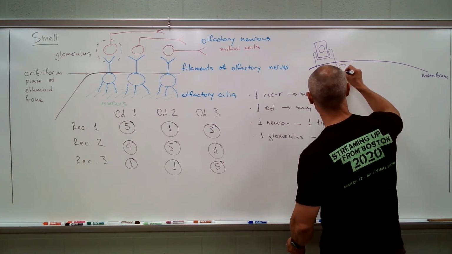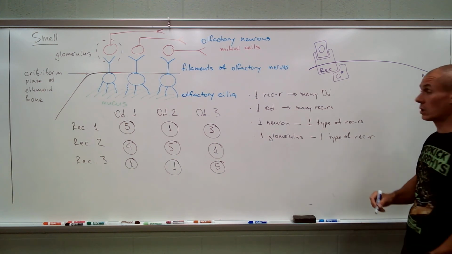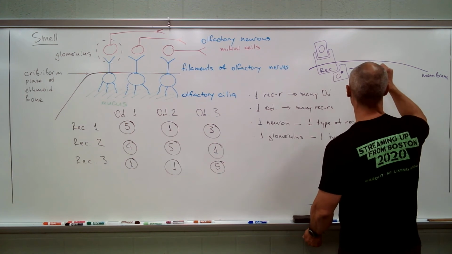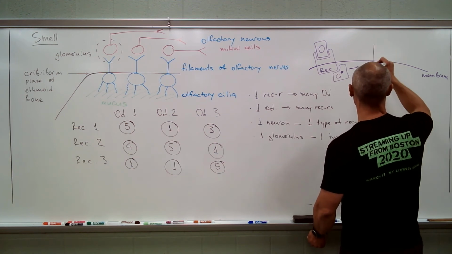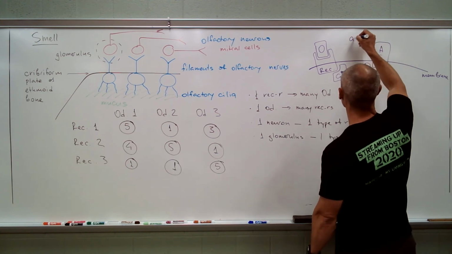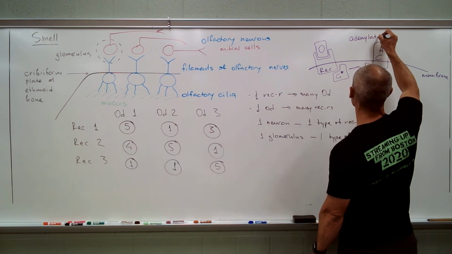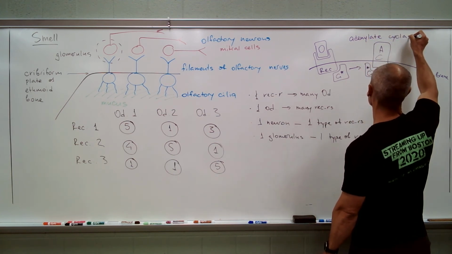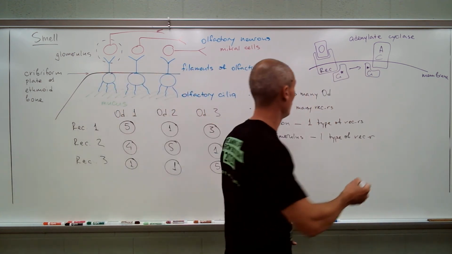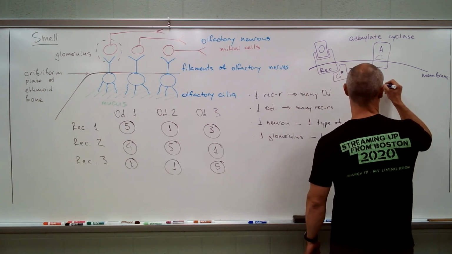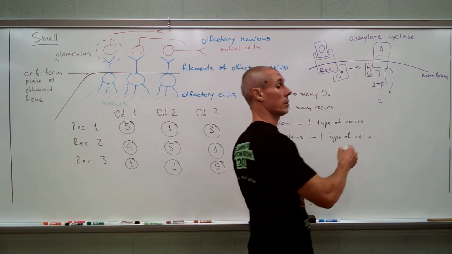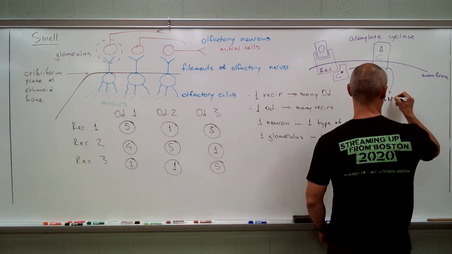All familiar things. G protein gets activated. Okay? Binds to another enzyme and activates it. This enzyme is called adenylate cyclase. Okay? What it does? Well, it takes ATP and converts it into a signaling molecule, second messenger molecule, called cyclic AMP.